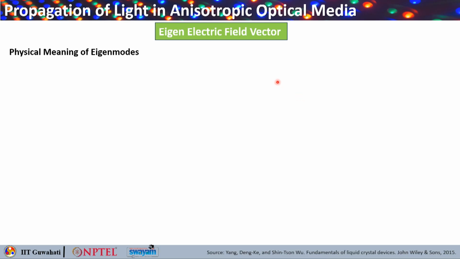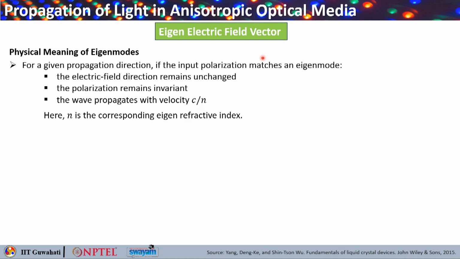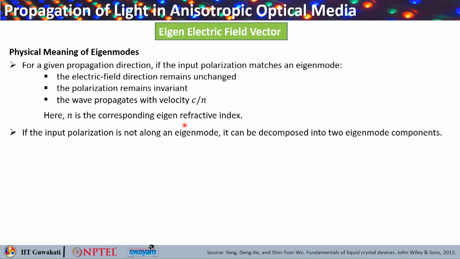So, we are talking about these eigenmodes of the eigen electric field vector, but what is the physical meaning of these eigenmodes? Let us try to understand that. For a given propagation direction, if the input polarization matches an eigenmode, then what will happen? The electric field direction will not change. The polarization will remain invariant and the wave will propagate with the velocity given by c by n, where n is the corresponding eigen refractive index.